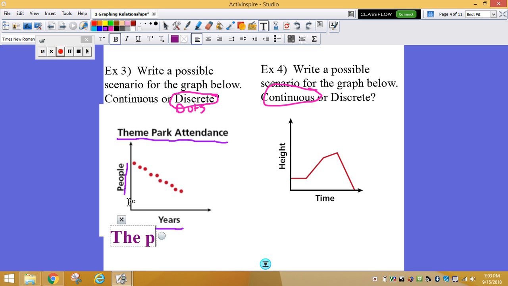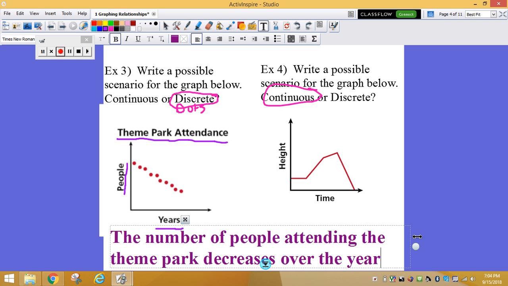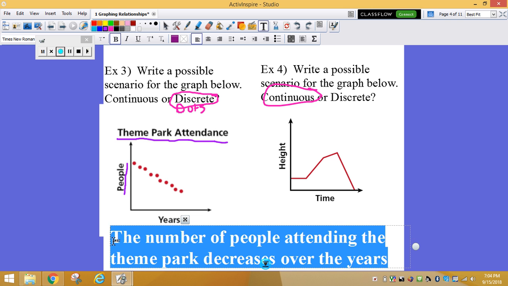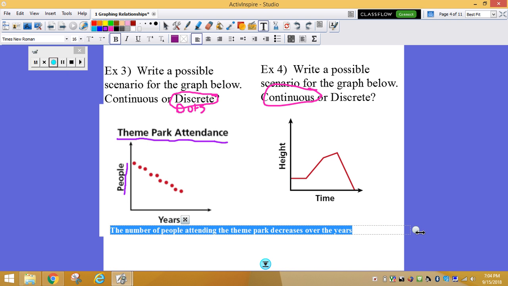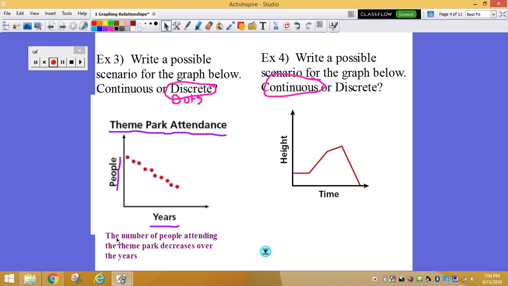Let's not even do that. Let's put the number of people attending the theme park decreases over the years. Right? Does everyone agree that that's a pretty fair statement? The number of people that are attending this theme park decreases over the years. So you notice I included people, I included years, I included that we're talking about people going to the theme park. Okay? So let's do this one.